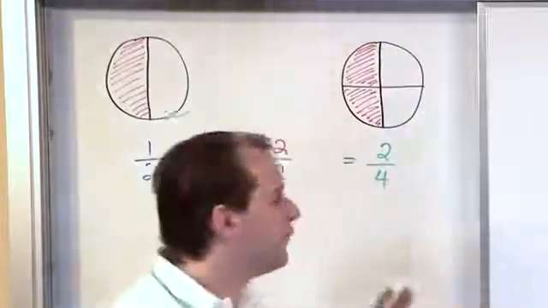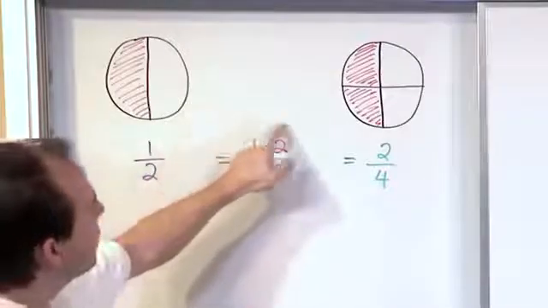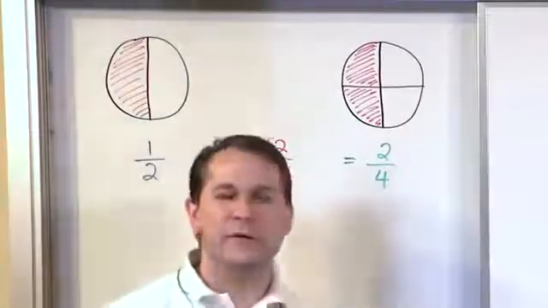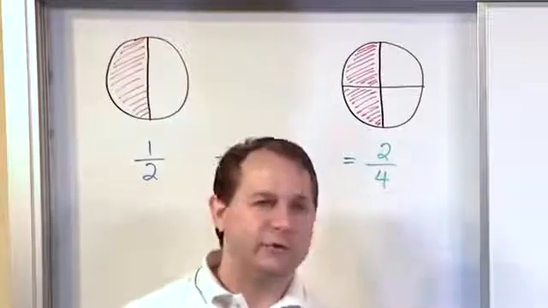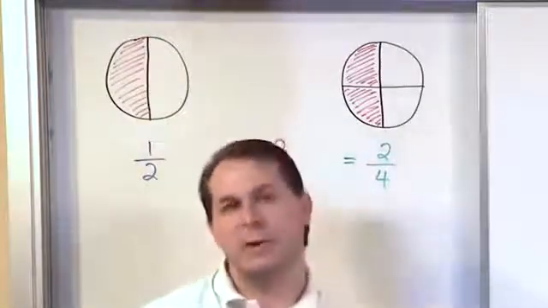So the secret to this is understanding that you can multiply any fraction you want on the top and also on the bottom, as long as you multiply the top by the same number as you do the bottom.